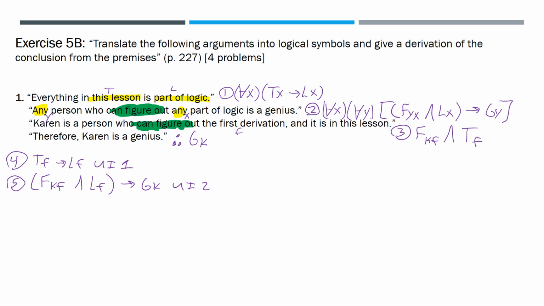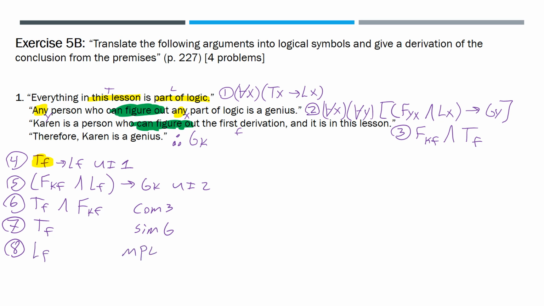Line 3 has Tf. Let's get that by itself. So for line 6, we'll first do the commutative rule. We'll say Tf and Fkf, commutative rule, line 3. And then for 7, we can get Tf by the simplification of 6. For 8, we can do a modus ponens inference, because Tf appears up here as the antecedent. So for 8, we'll get Lf by modus ponens for 7.